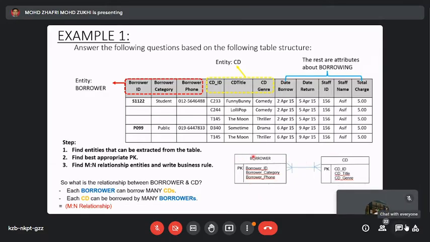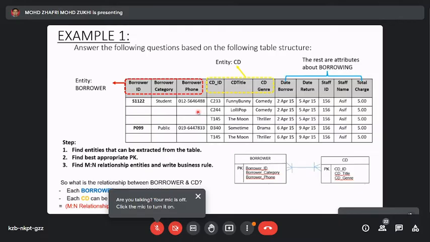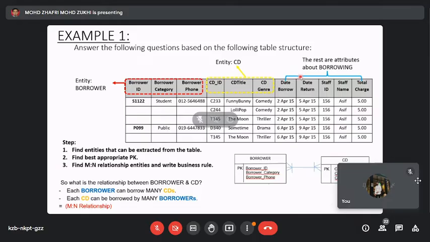We draw the ERD for the borrower entity, where borrower ID is the primary key, followed by the other attributes, borrower category and borrower fund. Then the CD entity has CD ID as primary key, then CD title and CD generate. The relationship is many to many. So we have a clearer view of the relationship between the entities located inside this composite table.